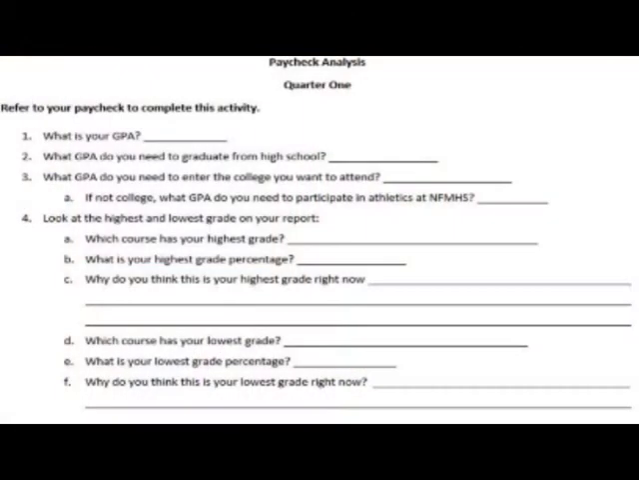By now you should all have been handed a quarter one paycheck analysis sheet. This sheet asks you questions about your GPA, your current grades, and how your progress is looking for the SMART goals you wrote in your last advisory session.